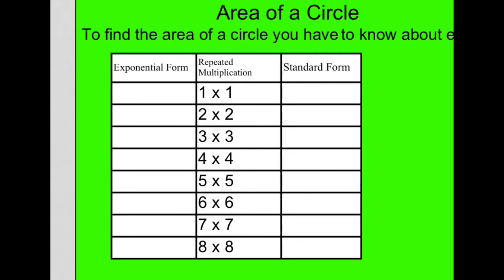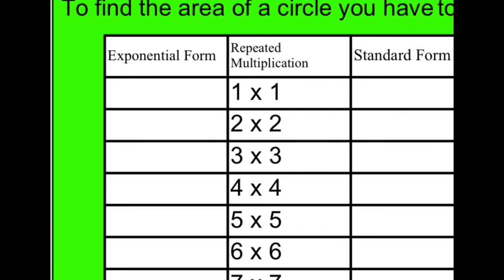I've got the repeated multiplication 1 times 1. The way I would write that in exponential form is I would write a 1, and I would put a little 2 in the top right-hand corner. That little 2 is an exponent, and that little 2 means that I write down the 1 two times and multiply them. And then in standard form, we know that 1 times 1 is 1.